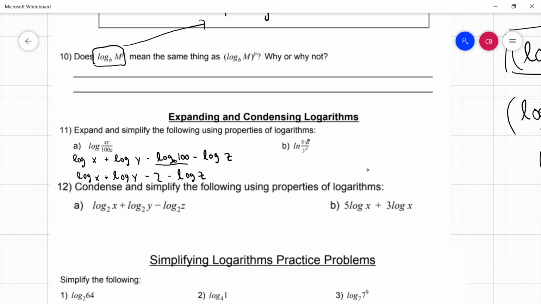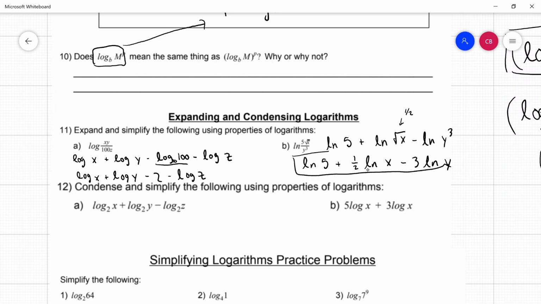The next one, ln. So this is ln 5 plus ln square root of x minus ln y to the third. Okay, let's change these powers. Remember, this is the 1/2 power. So this is ln 5 plus 1/2 ln x minus 3 ln y. Final answer. Oops.